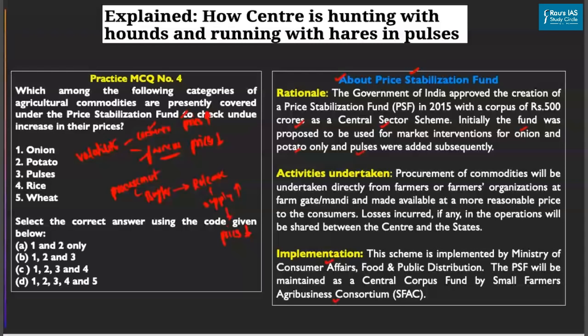Now coming to a practice question, it says as to which categories of agricultural commodities are presently covered under the price stabilization fund to check the undue increase in their prices. As I discussed before, it presently covers onion, potato and pulses. It does not cover rice and wheat. Accordingly, the right answer should be B, that is 1, 2 and 3 only.